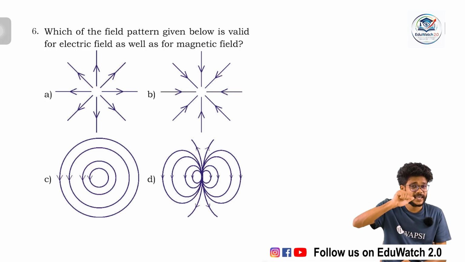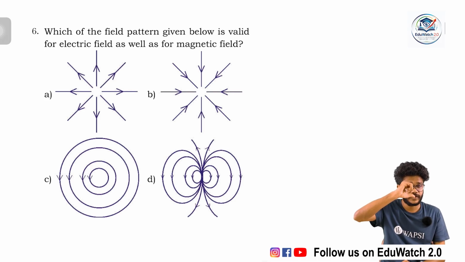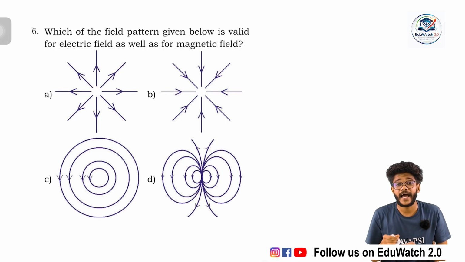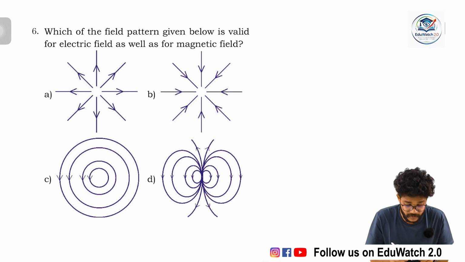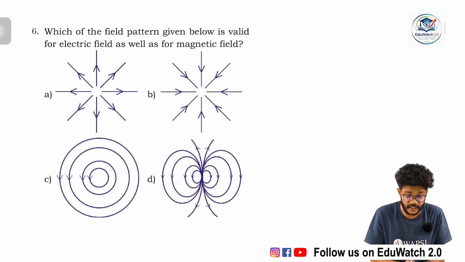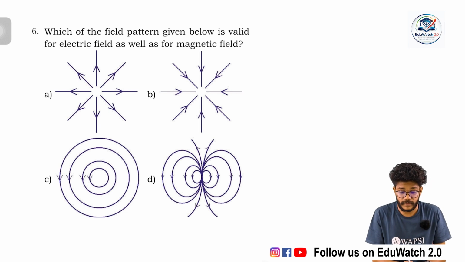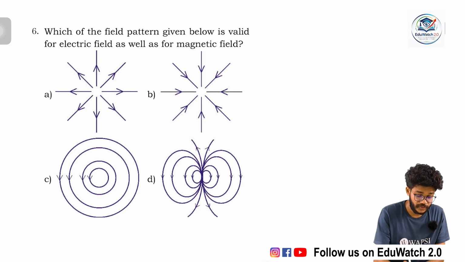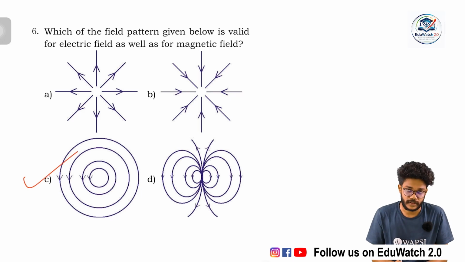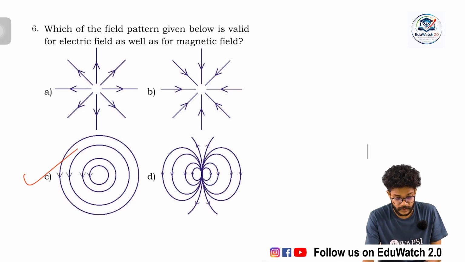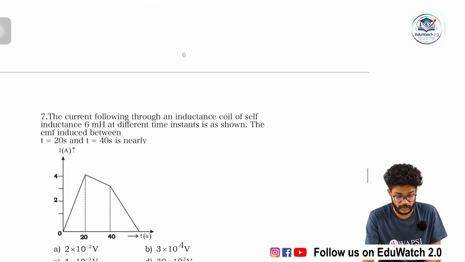So this kind of curling is valid for both the magnetic field and current. Which pattern is valid for electric field as well as magnetic field? So option C is the correct answer. Okay, and we can go to the next question.